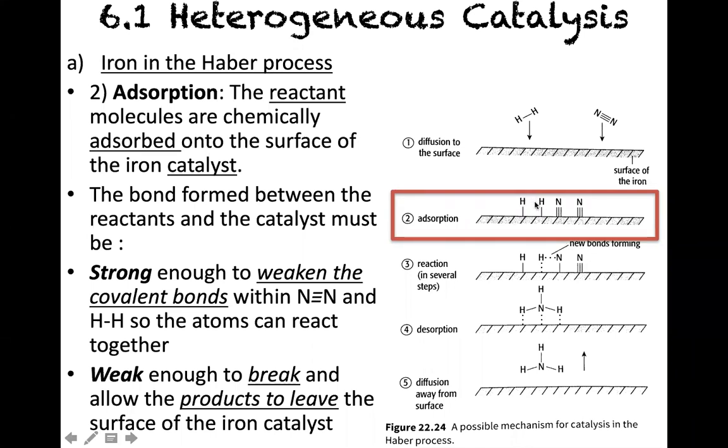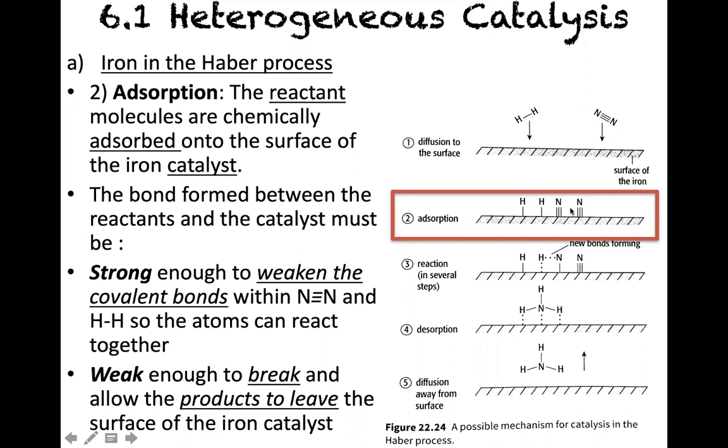Basically, when your reactants stick onto the surface, the bond between them starts to break. You see this hydrogen-hydrogen single bond? Once it sticks onto the surface of the catalyst, the bond is broken. Why? Because you need the atoms to form new products. Likewise, for the nitrogen triple bond nitrogen, once it sticks to the surface, the bond breaks. So that's why we say that the intermolecular forces need to be strong enough to break the covalent bonds.